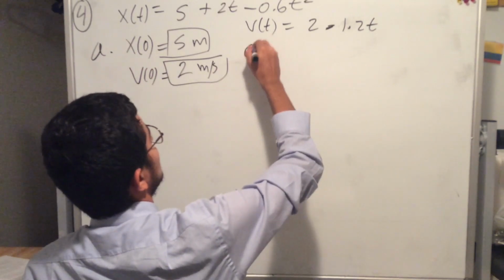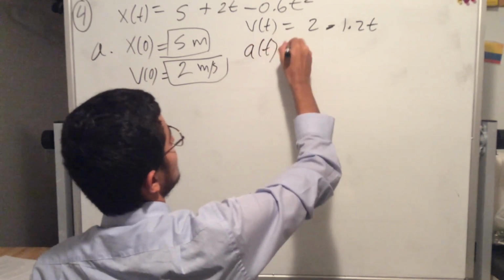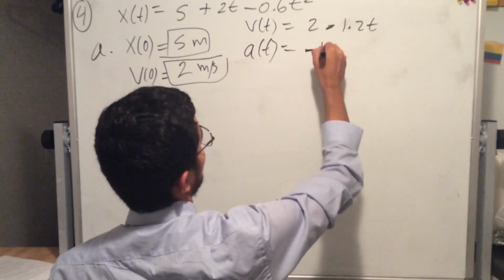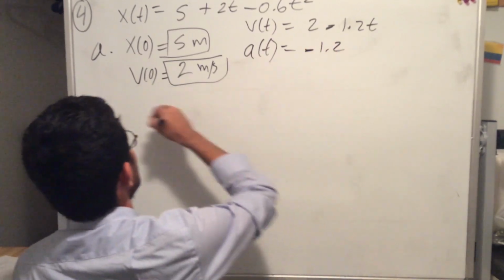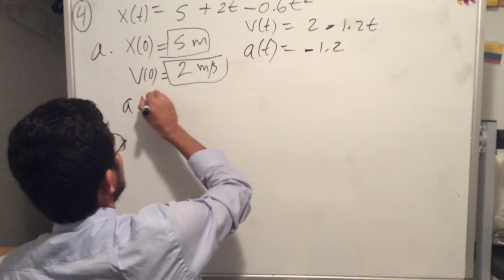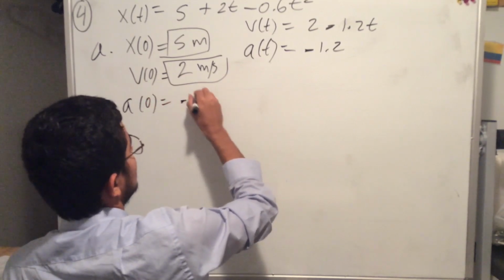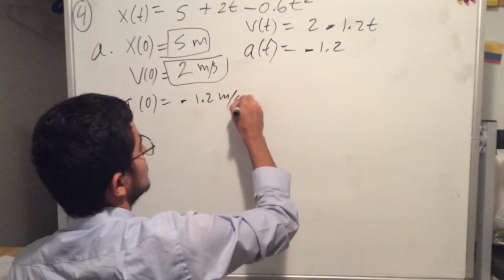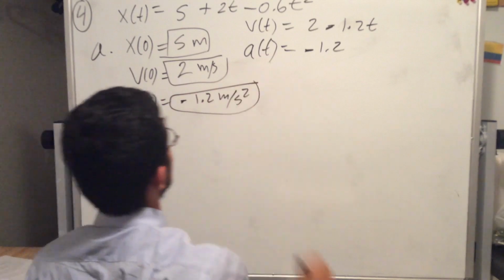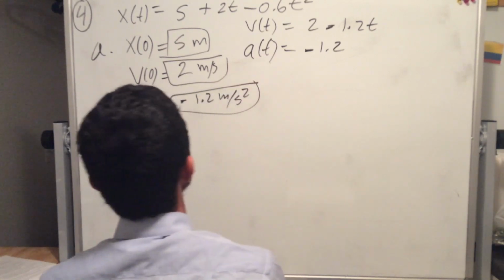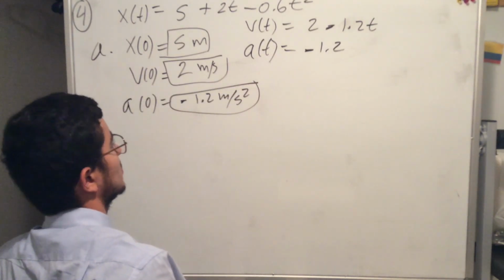Now let's find out what the acceleration function is. That's going to give us negative 1.2. It's a constant. So that means a of 0 is, same thing, negative 1.2 meters per second squared, because it's a constant. We found part A. Now let's go ahead and do part B.